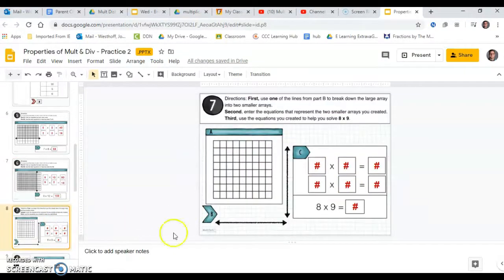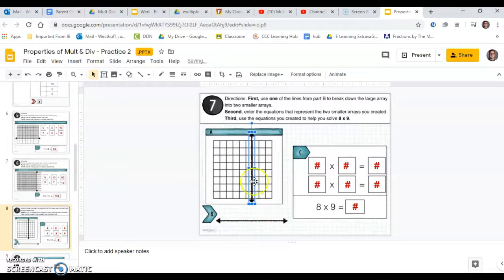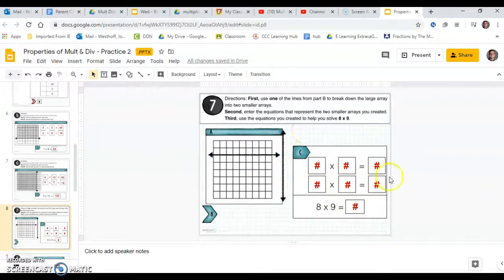And on the last one today, you're going to have to draw your own. There's 2 arrows here, but you only have to use, right here it says, one of the lines. Maybe you're going to break it apart right there. Or maybe you're going to break it apart right here. That's totally up to you, and then you enter in an easy way for you to solve 8 times 9.